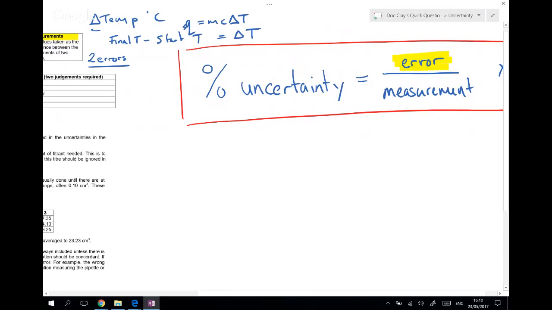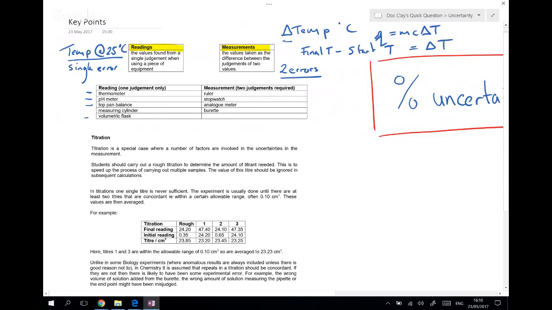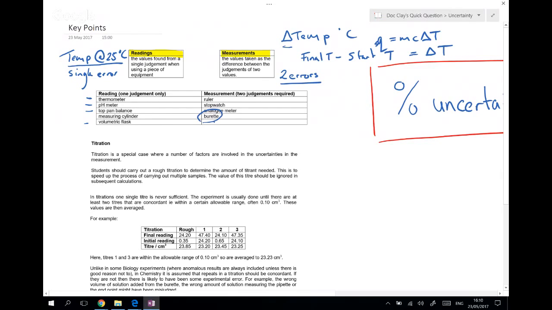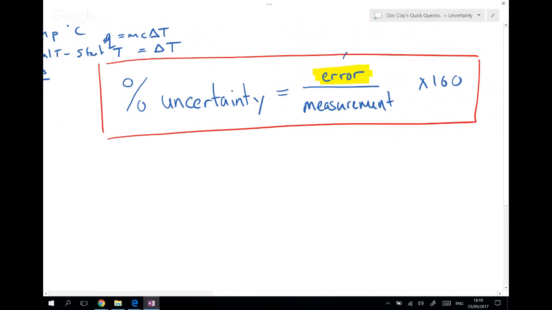Now, if however we've got a measurement, so perhaps we've got the change in temperature, which is an example that we'll see in a minute, or a specific example where we're looking at a burette reading, which we'll see is unique in a minute for titrations, then our percentage uncertainty becomes an addition of the individual errors, and I'll show you how that works in a minute, divided by whatever that measurement is, multiplied by 100. Okay, so hopefully you're with me so far.